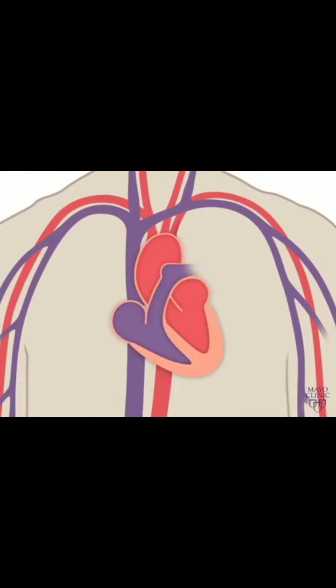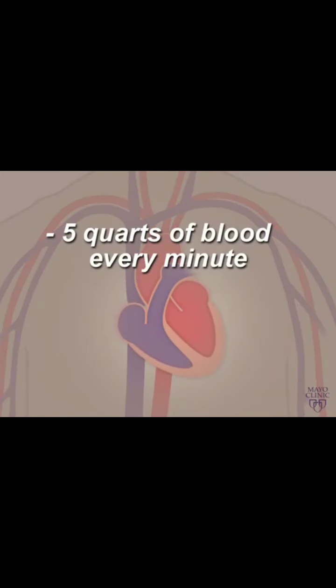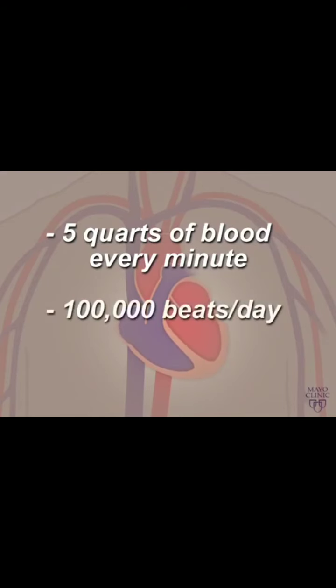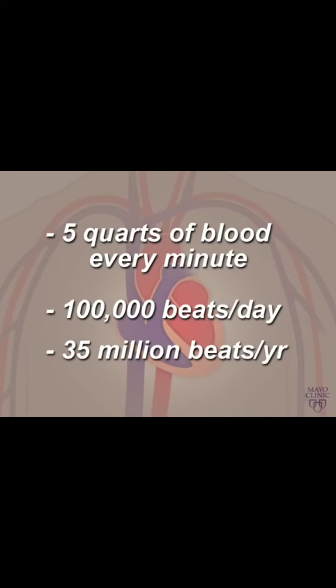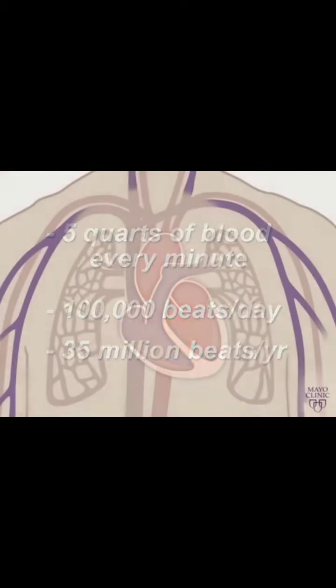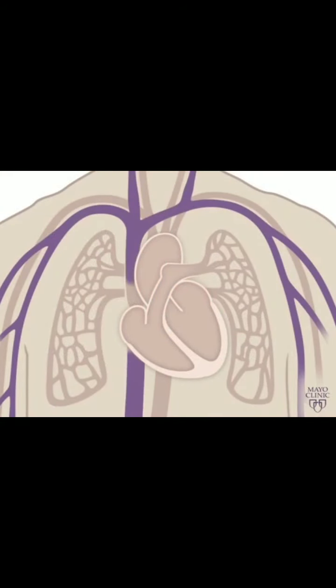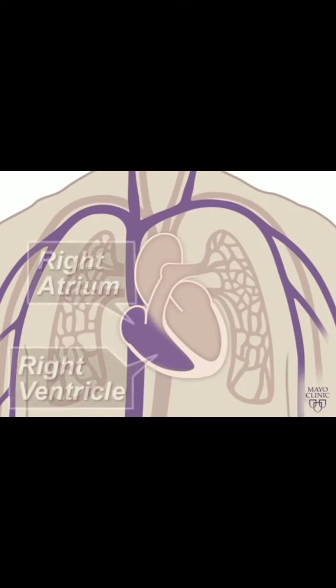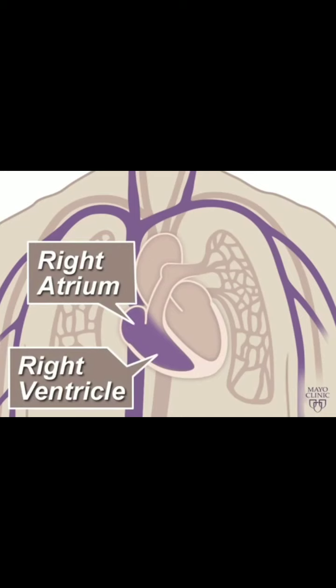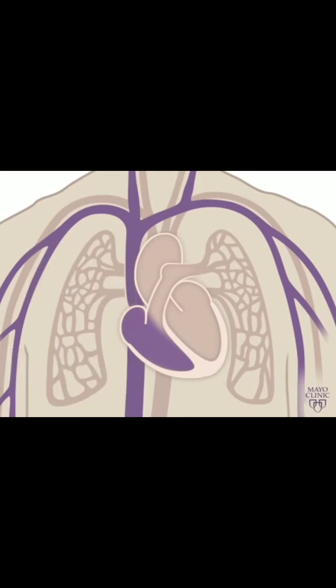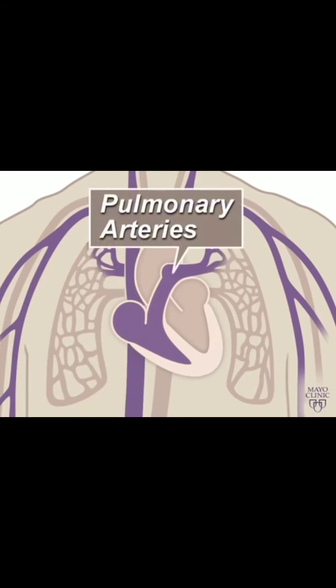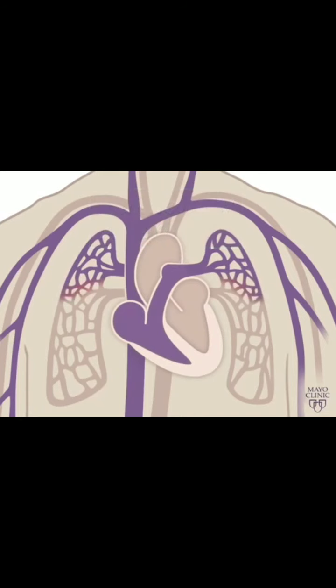In fact, your heart pumps about 5 quarts of blood every minute, and it beats about 100,000 times in one day. That's about 35 million times in a year. Oxygen-poor blood, blue blood, returns to the heart after circulating through your body. The right side of the heart, composed of the right atrium and ventricle, collects and pumps the blood to the lungs through the pulmonary arteries. The lungs refresh the blood with a new supply of oxygen, making it turn red.